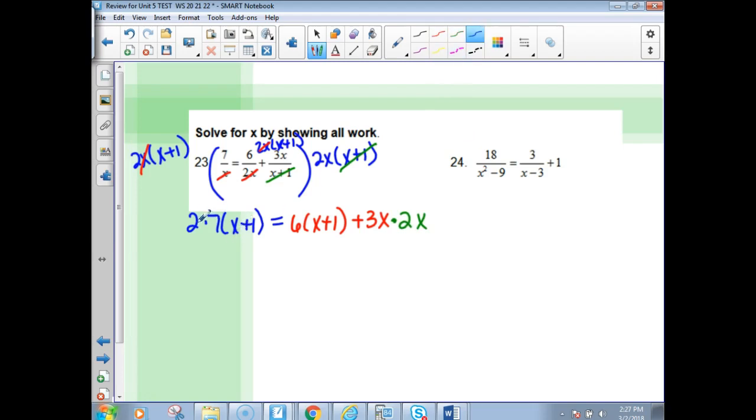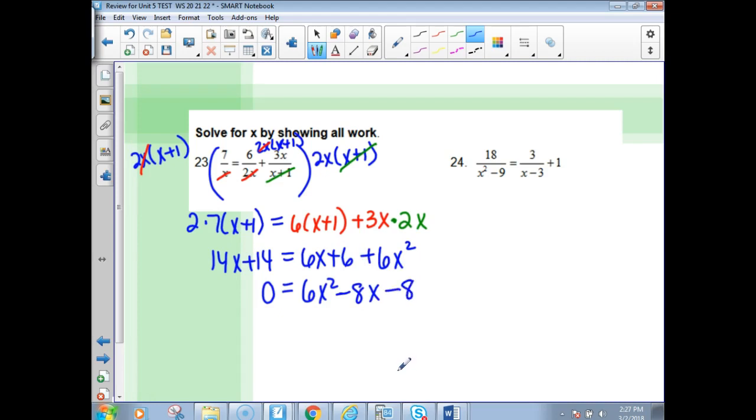Now I'm going to distribute 14 over the x and the 1. So that's 14x plus 14. Distribute on the right, 6x plus 6. Plus multiplies 3x and 2x, 6x squared. I need to set this to 0, and I'm going to rearrange it so the 6x squared is first. I'm going to subtract 14x. 6x minus 14x would give me minus 8x. I have to subtract 14. 6 minus 14 is minus 8.